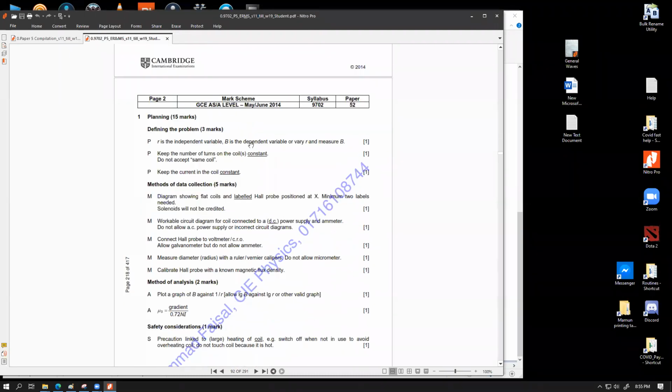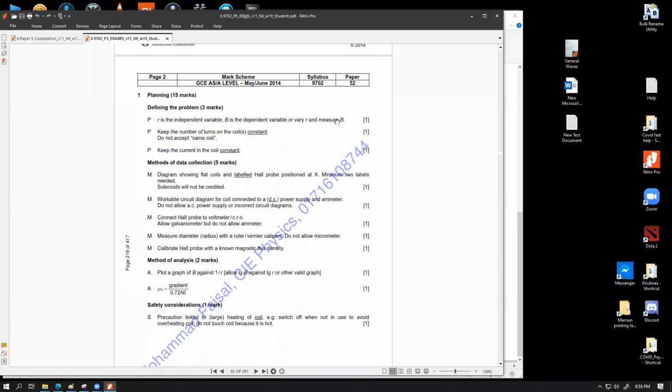R is the independent variable, B is the dependent variable, where R, B. Yeah, obviously, yes, please go ahead.